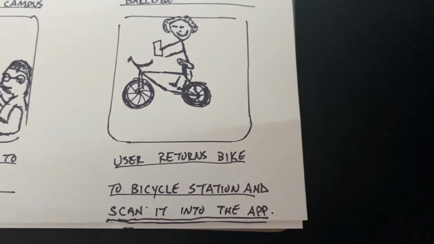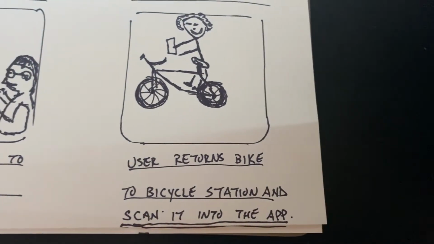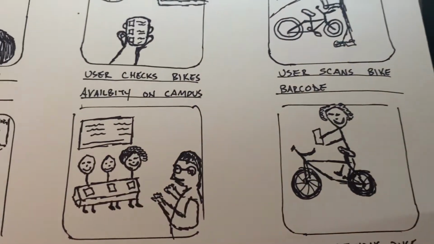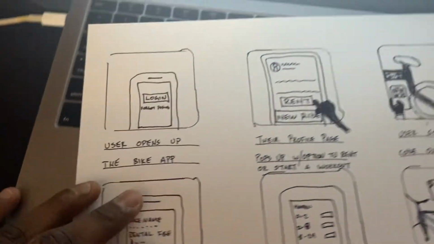And then the user returns the bike to the bike station and scans it into the app, which confirms the time frame that they picked, whether they went over or made it in time. And this is the close-up storyboard.